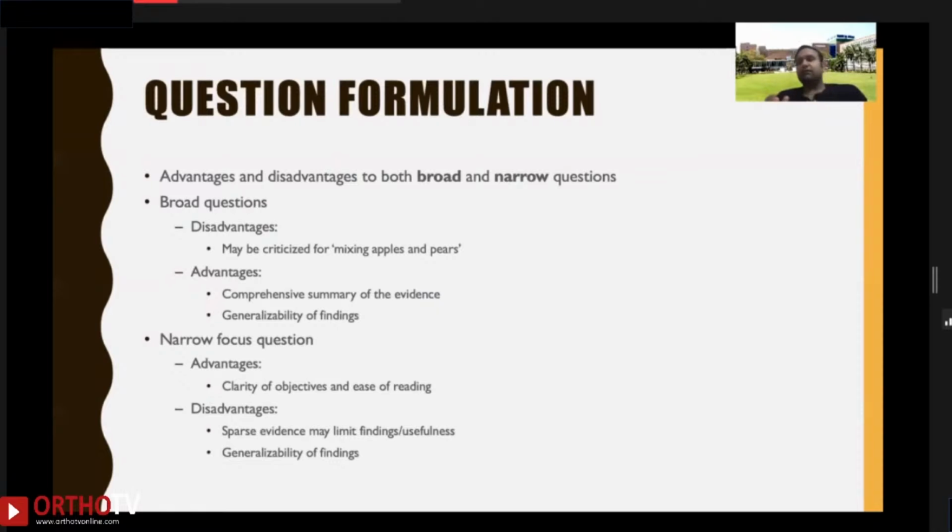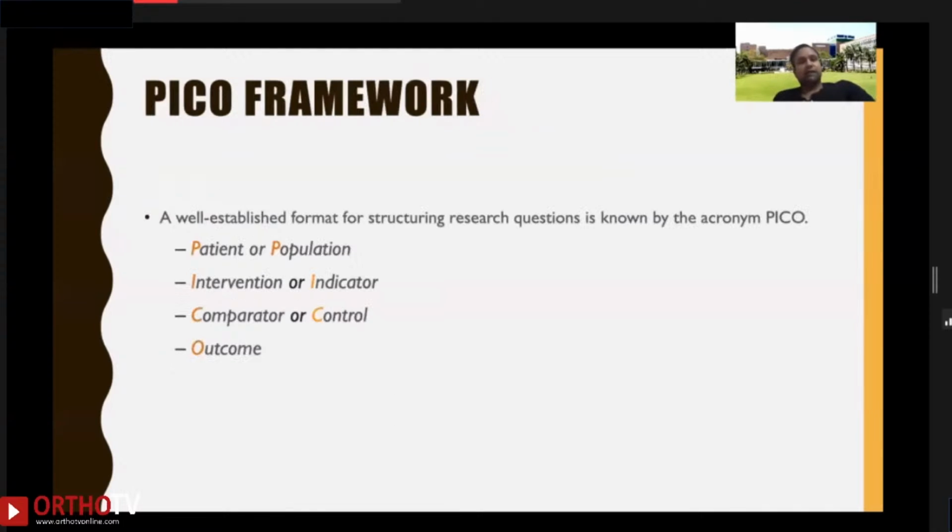But there will be so many strategies or treatments described that it may be criticized for mixing apples and pears. While if you ask whether fixation is necessary after decompression of lumbar canal stenosis, that becomes a very narrow question, and there is a clarity of the objectives, and you can generalize those findings. So basically, we talk about the PICO framework.